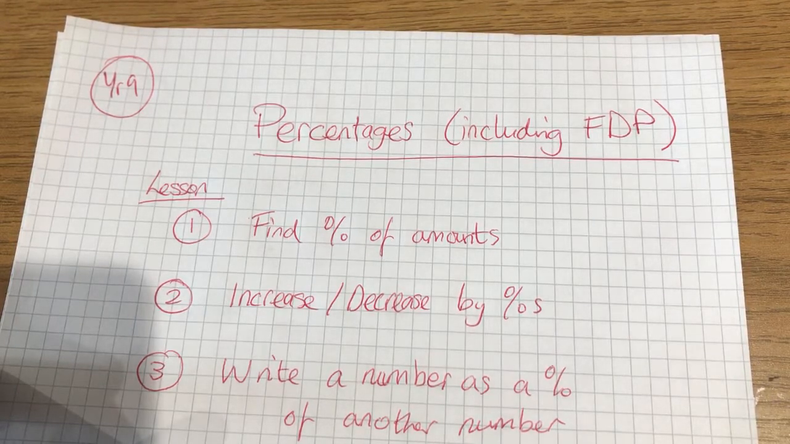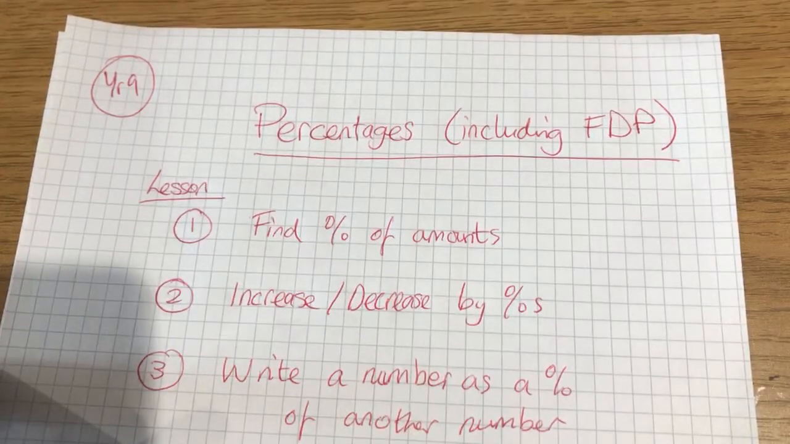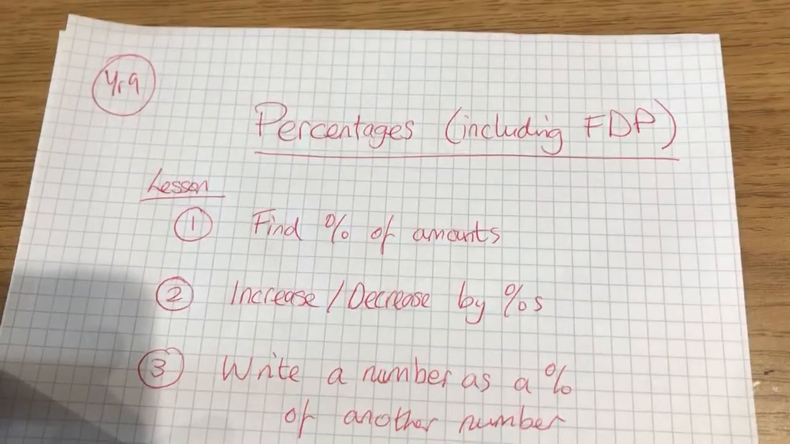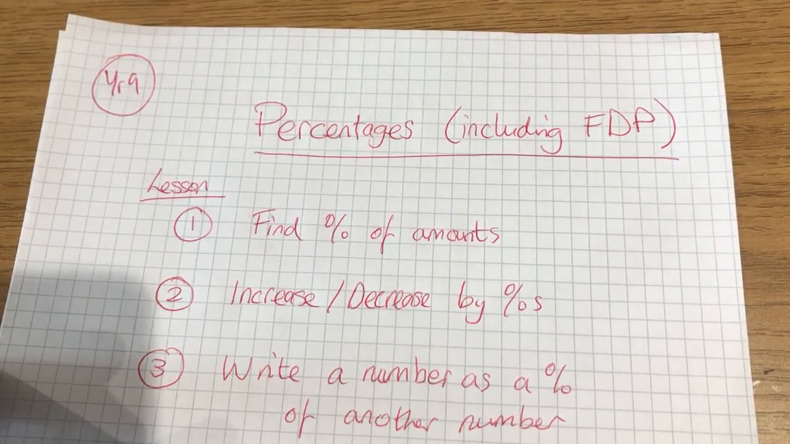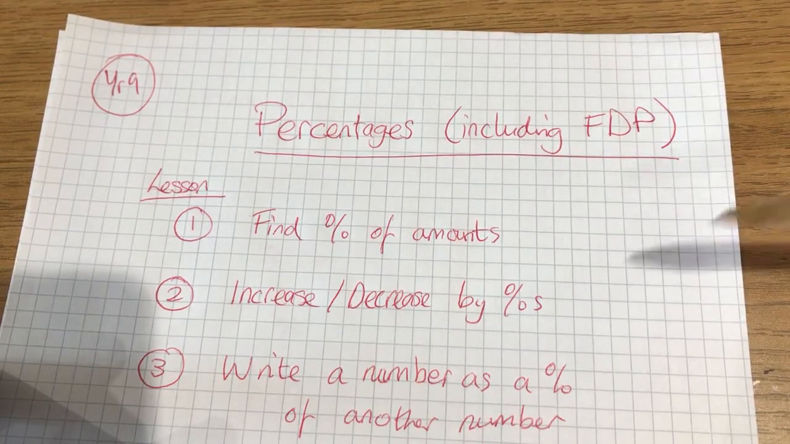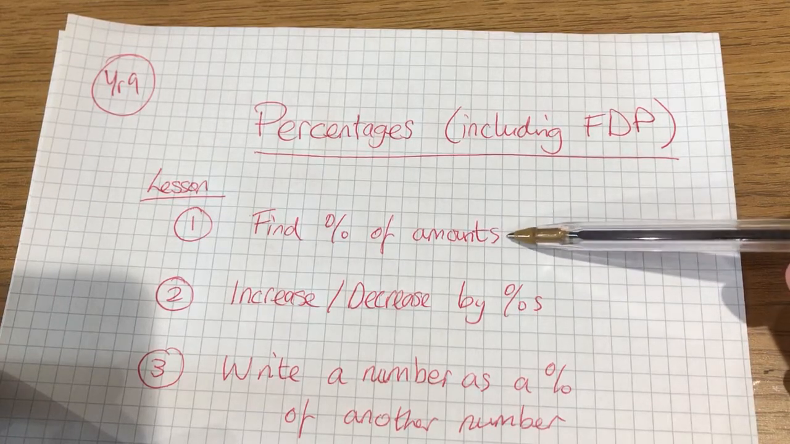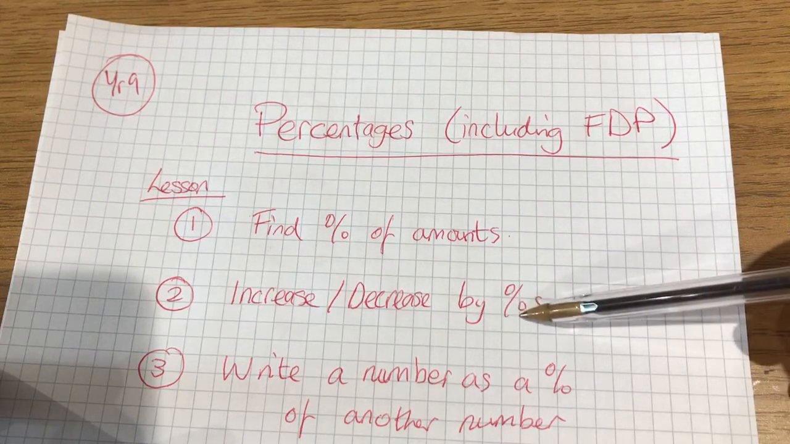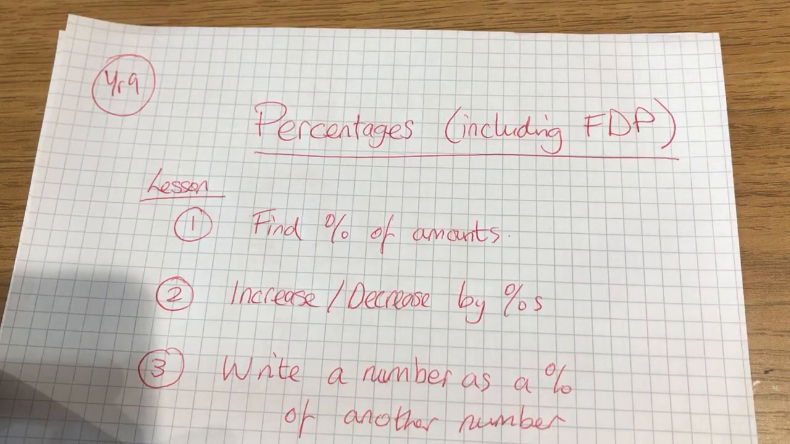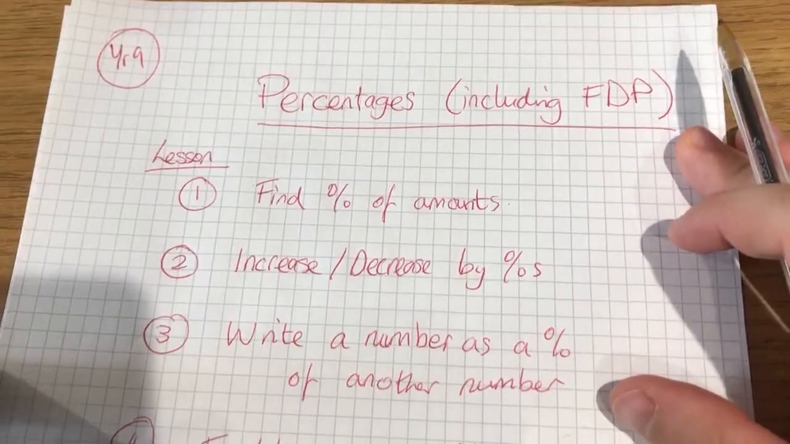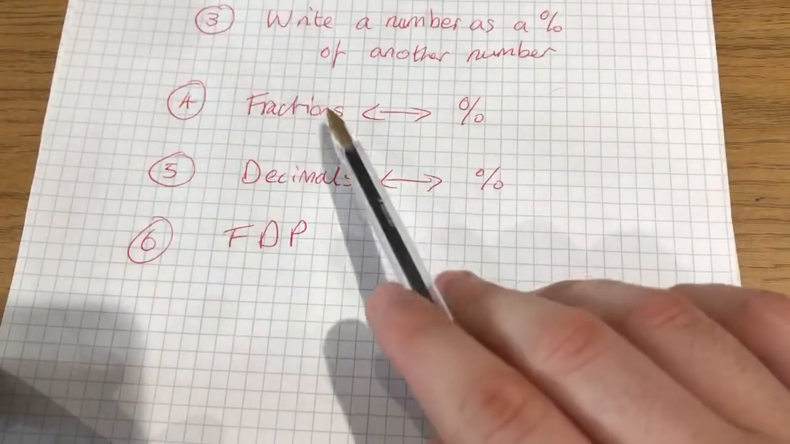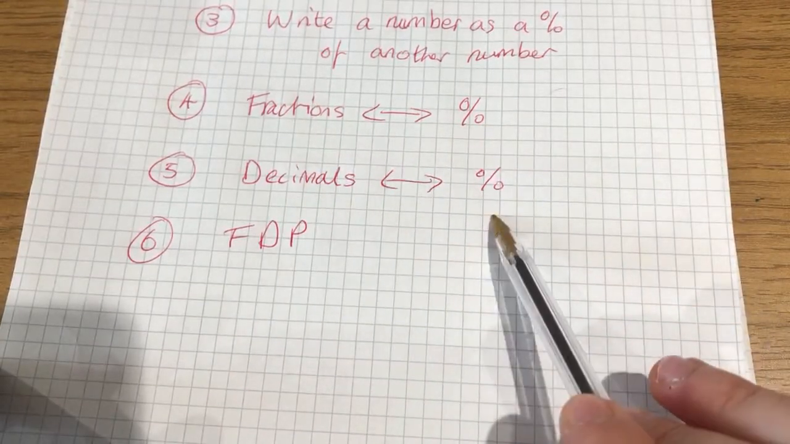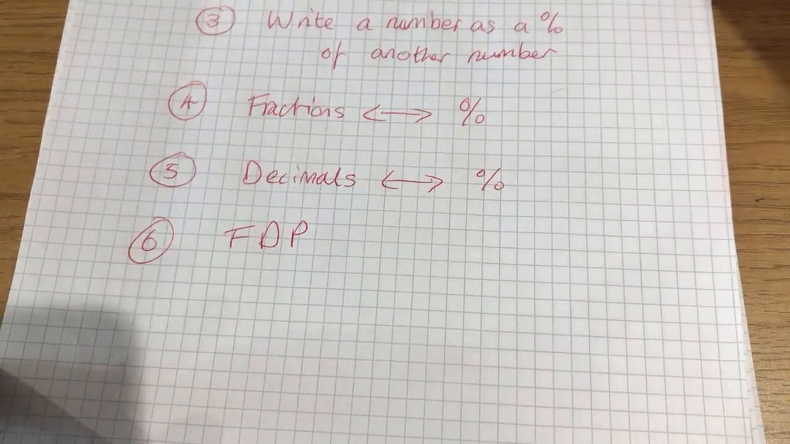Your next fortnight's topic is focused on percentages, but there is a lot of FDP, which means converting between fractions, decimals and percentages involved, so I've added that into the title here. Your first 3 lessons will focus just on percentages, so we're talking percentage of amounts, increasing and decreasing by percentages, and writing a number as a percentage of another number. Which number 3 does start to basically eke into the next 3, 4, 5 and 6, which is basically converting between fractions, percentages, decimals, percentages, and all of them together. Okay? Right, so let's go back up here.